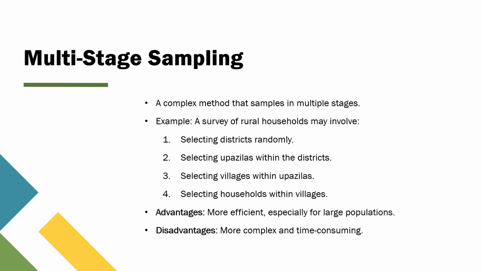Another method of complex random sampling is multi-stage sampling, which selects samples in multiple stages, moving from large groups to smaller ones. For example, in a survey of rural areas, researchers might randomly select districts, then pick some upazilas from those districts. At the third stage, choose villages from those upazilas, and finally select households from the villages. This method is efficient for studying large populations. However, it requires careful planning.